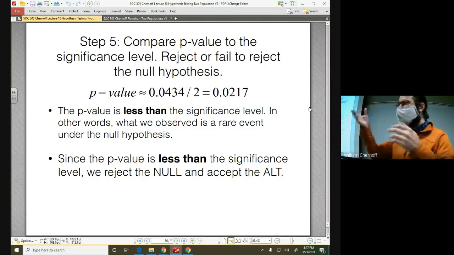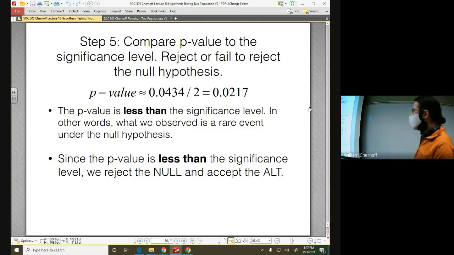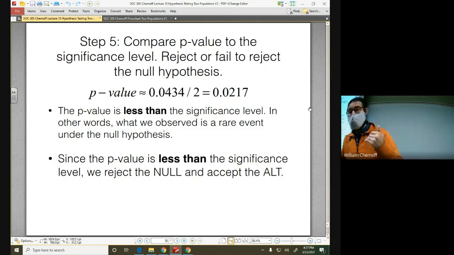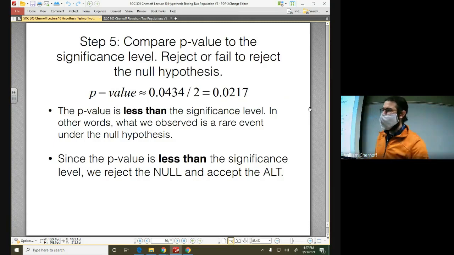So we take our P value and compare it to our significance level. In this case, 0.0217 is definitely less than 0.05. Since it's less than 0.05, we're going to reject the null hypothesis. So that doubting scientist was wrong.